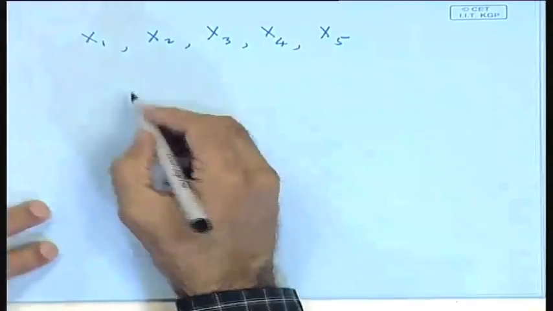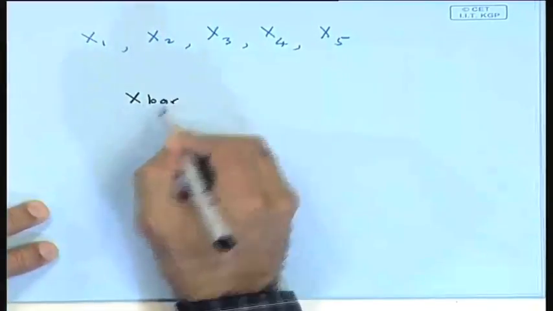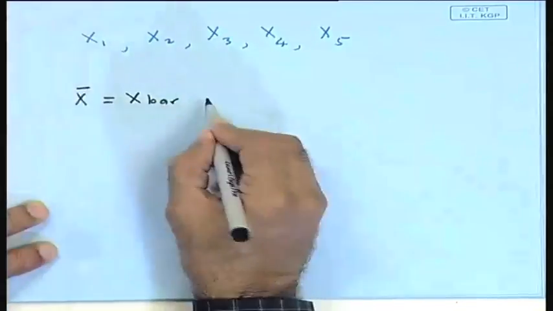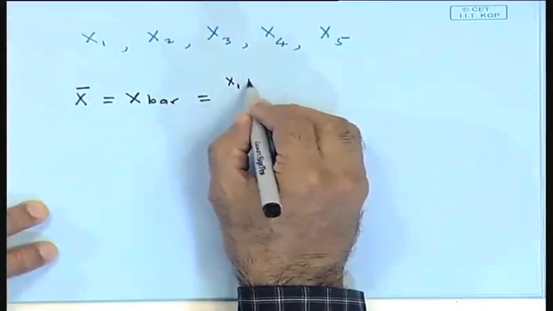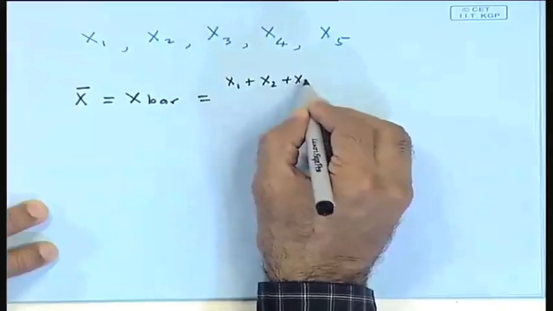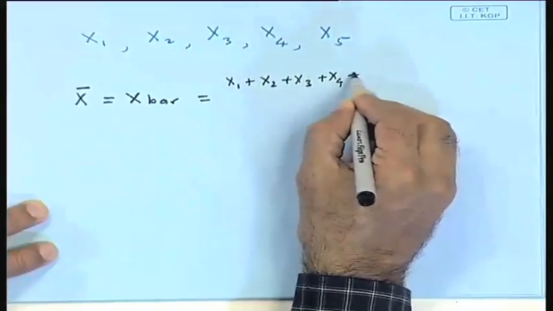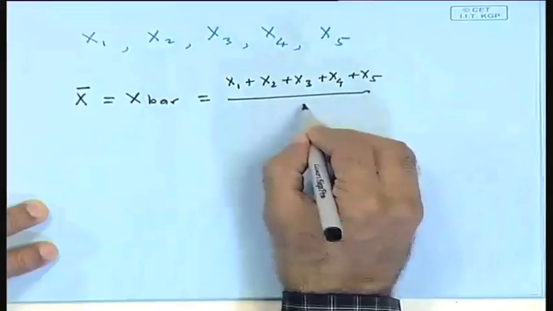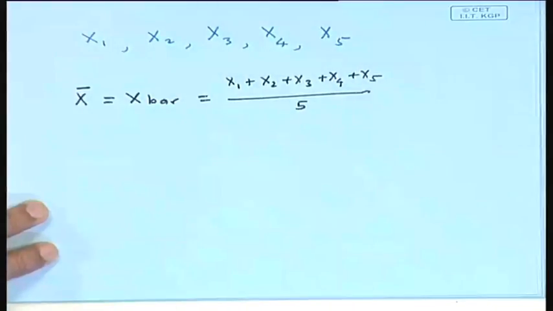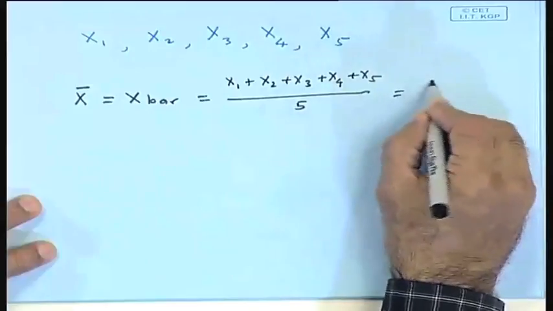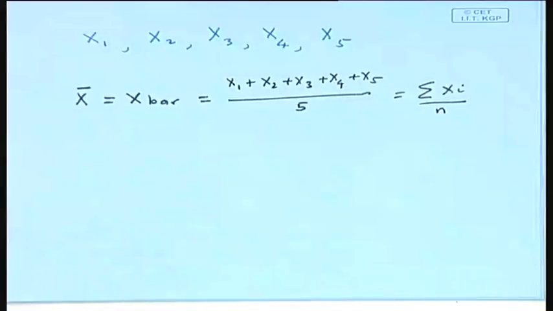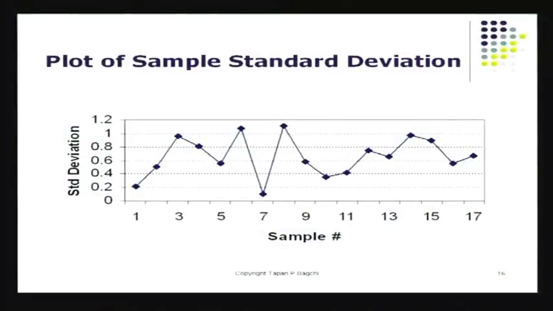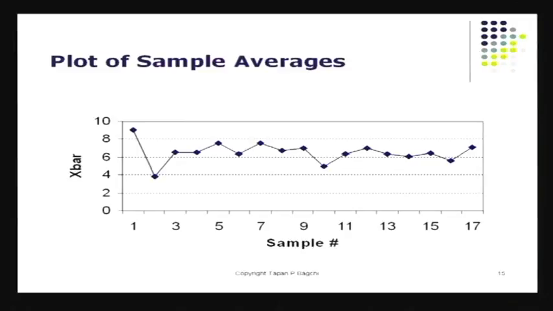X bar is a very simple formula, X bar, which is also written sometimes as X bar. It's basically the average of this. So this goes as X1 plus X2 plus X3 plus X4 plus X5 divided by sample size, which is 5. This can also be written as sigma xi divided by n, where n is your group size, subgroup size. This is one statistic which I can plot, and I showed you that plot of X bar. That was actually, let me just show you the X bar chart. This is the X bar chart.